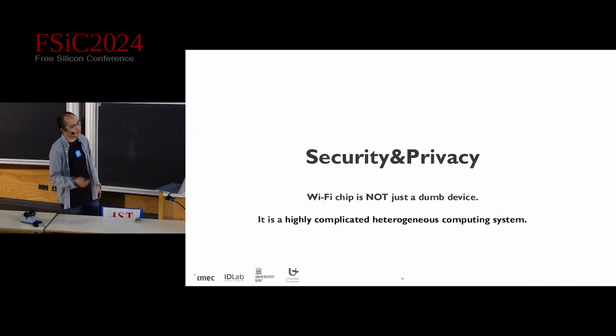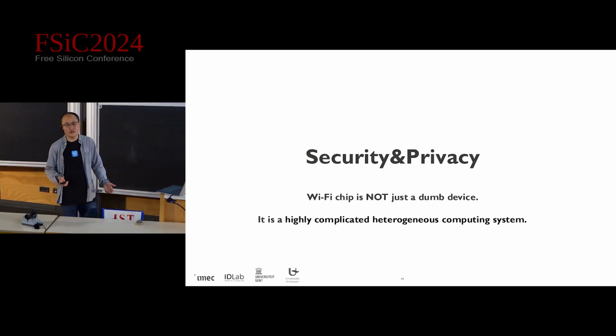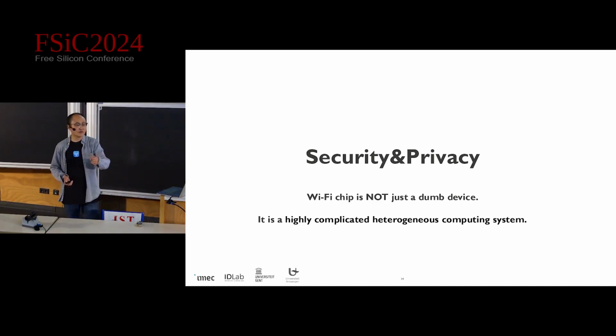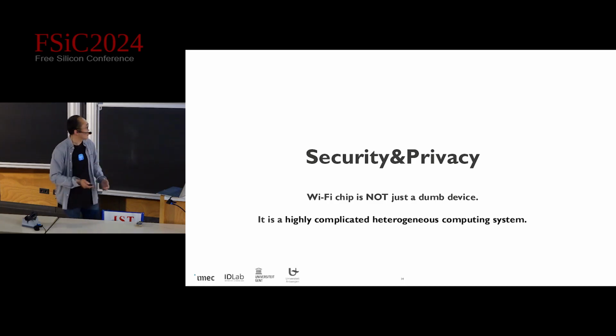So the first thing I want to raise is about security and privacy. Many people who are not familiar with Wi-Fi might think Wi-Fi is a very simple device, just a dumb device to offer you a connection. And a Wi-Fi chip is also very low cost, low price, compared to a 5G or 6G base station and cell phone. But actually, it's not the case.